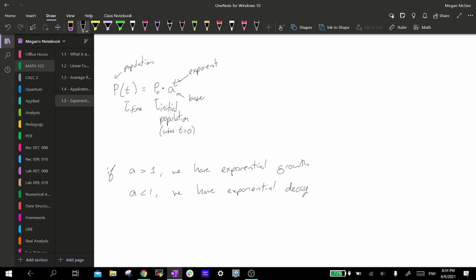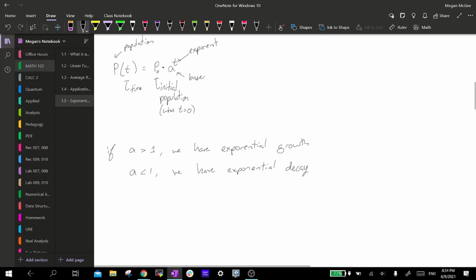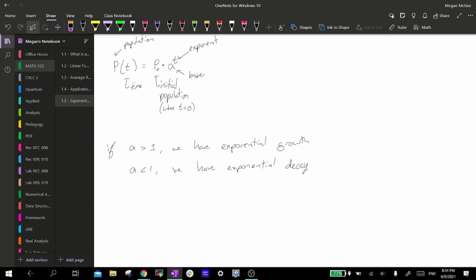Alright. And we also have a hidden in here: a is actually found by 1 plus r, where r is the rate of change. Okay, and r can be positive or negative, depending on growth or decay.